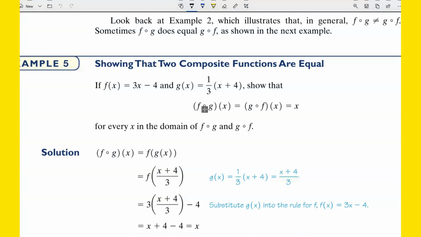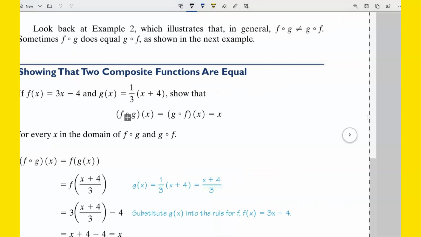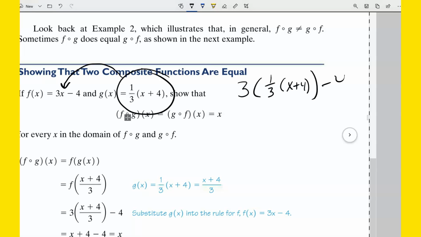All right, example five here from the book, showing that two composite functions are equal. So it wants you to show for this f and g function that f of g of x is the same thing as g of f of x, which are both just going to give you x. So we're going to first plug this into here and see what we get. So 3, and we're going to replace the x with 1/3 x plus 4 and then minus 4. So this is f of g, where I'm plugging the g function into the f function. So let's see what happens.